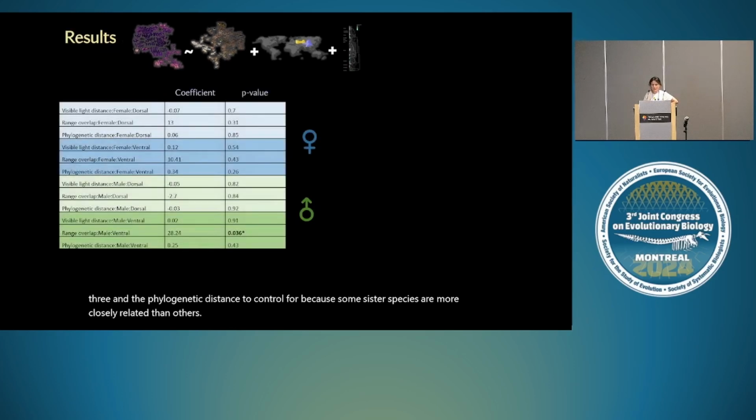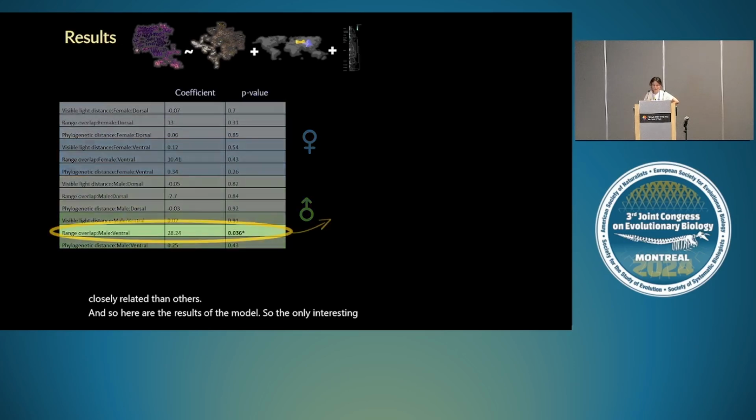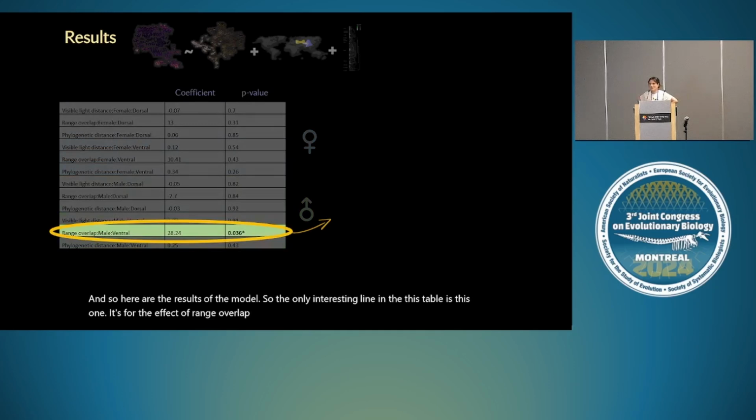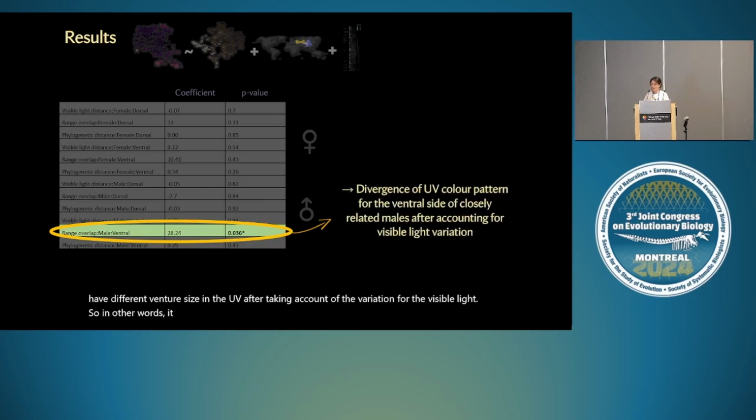And so here are the results of the model. The only interesting line in this table is this one. It's for the effect of range overlap on the ventral sides of males. And the coefficient is positive, which means that the more you have overlapping range, the more the males tend to have different ventral sides in the UV after taking account of the variation for the visible light. So in other words, it means that there is divergence of UV color pattern for the ventral sides of males.